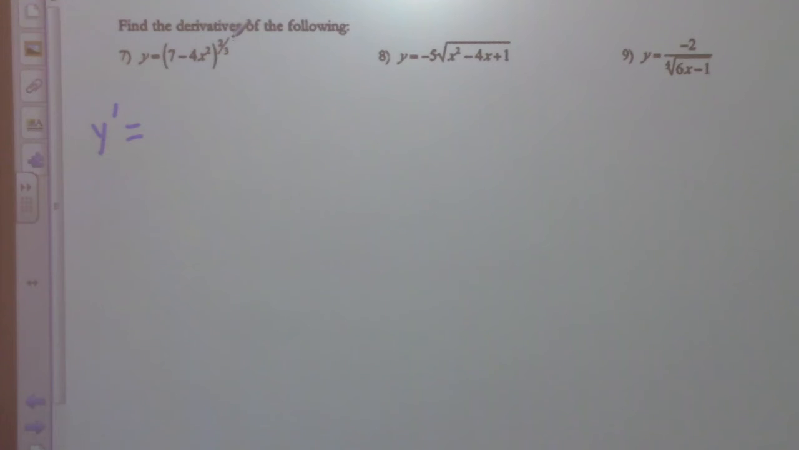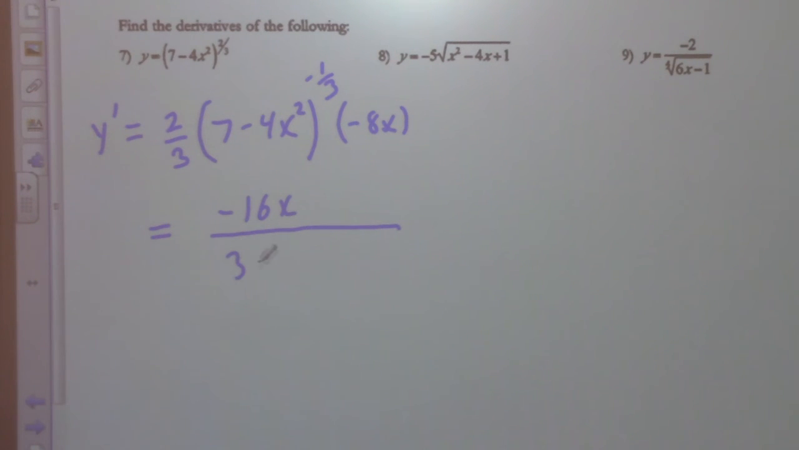Well, what happens to this 2/3? Negative 1/3. Yeah, it just comes up front here like this. So this is going to be to the negative 1/3 power, okay? Times what? Negative 4. Derivative of the inside, negative 8x. So putting this together, we got negative 8x times 2, so it's going to be negative 16x over 3.